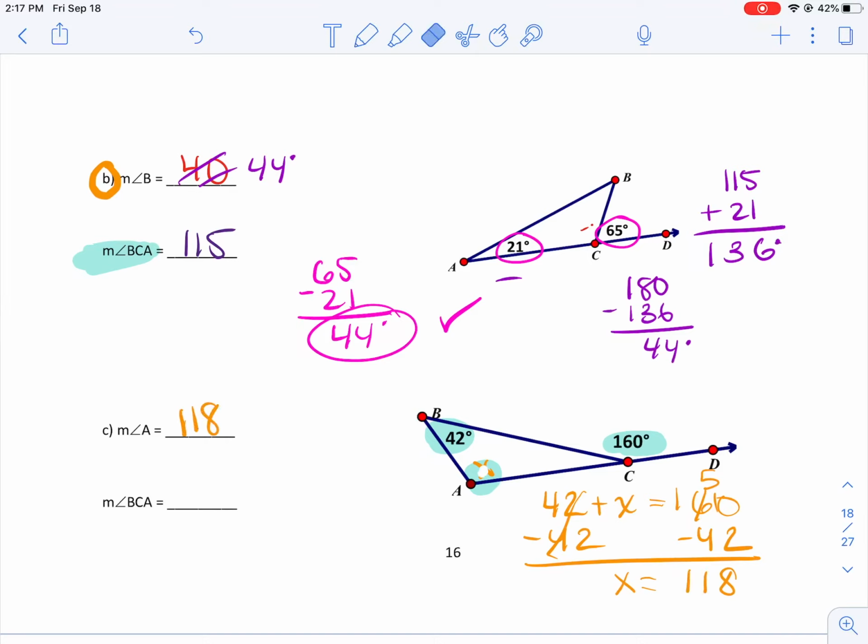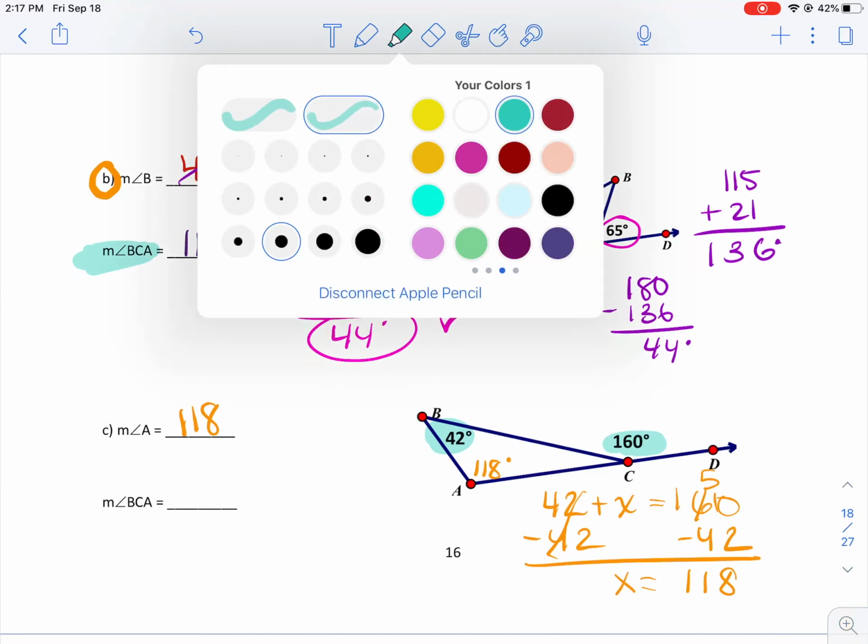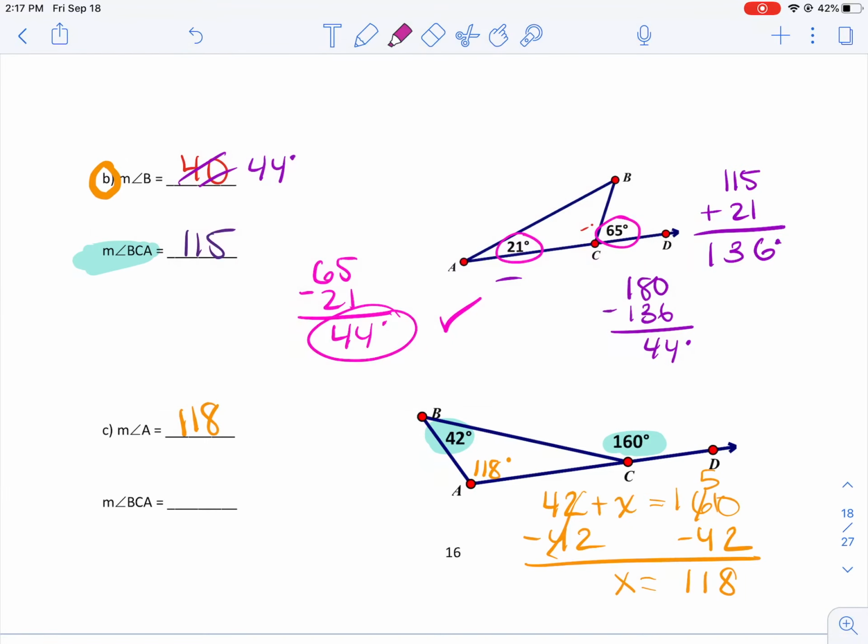Now again, a great strategy. Take and put your angle in here. So this is 118. Now they want us to find B, C, A. So B to C to A is right here. Couple ways to do this. I'm going to just do a swoop here because I see 160 is a nice number. This angle down here, BCA, should be supplementary. So 180 minus 160 is 20.